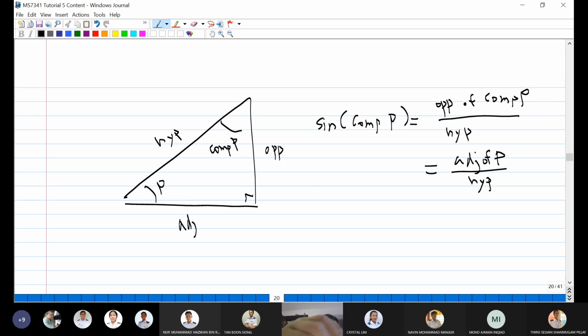Okay. Opposite of comp P is what? Opposite of comp P is this one. Comp P is here. Opposite of comp P is this one, right? So you take opposite over adjacent of P, right? Adjacent of P over hypotenuse is what? It's actually cosine P.